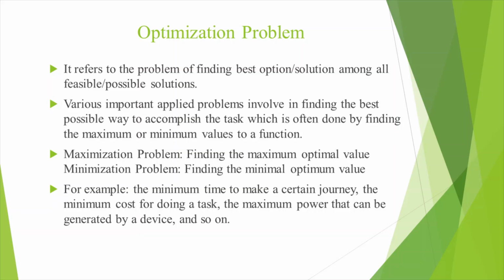Next, the optimization problem. It deals with the problem of finding the best option among all feasible solutions. Various important problems involve finding the best possible way to accomplish a task, which is often done by finding the maximum or minimum value of a function. So the maximization problem is finding the maximum optimal value, and the minimization problem is finding the minimal optimal value.